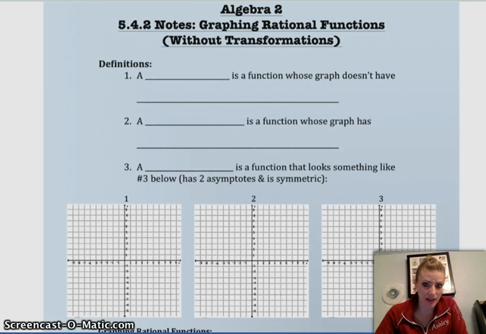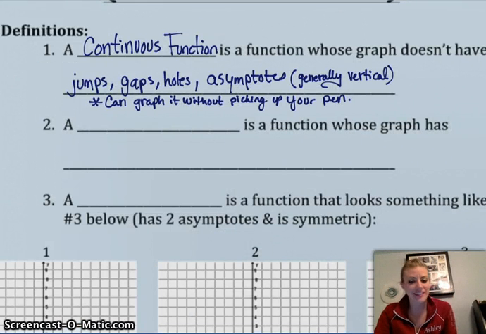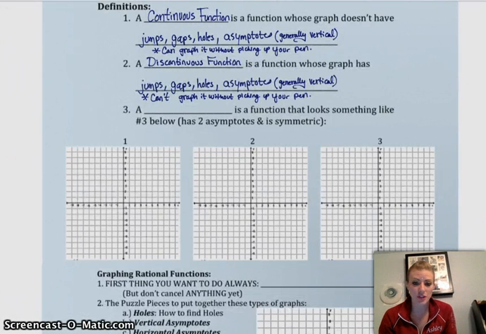One is a continuous function, and a continuous function is one essentially that you can put your pen down and graph the entire function without lifting your pen up and then replacing it. So it doesn't have holes or asymptotes or jumps or discontinuities. And guess what? A discontinuous function is a function whose graph has at least one of those things, or basically cannot be graphed without picking your pen up. Okay, so let's sketch some of those.